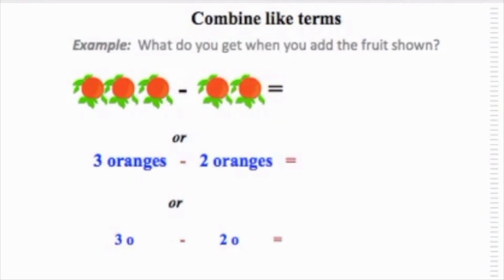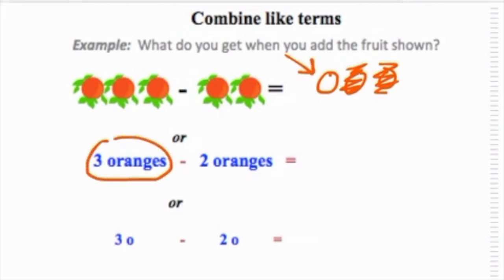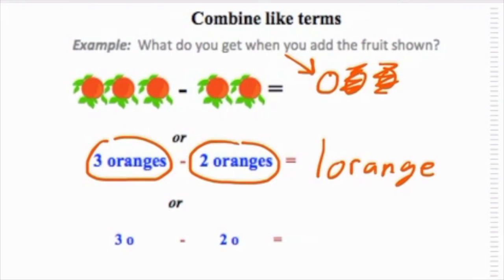Here, these are oranges. You have 3 oranges, and you take away 2 of them. You only have 1 orange left. Same thing here: 3 oranges minus 2 oranges is 1 orange. Now I'm going to be very lazy. Cross all this out and just keep the first letter of the word. It's going to be 3O minus 2O, and 3O minus 2O is 1O.